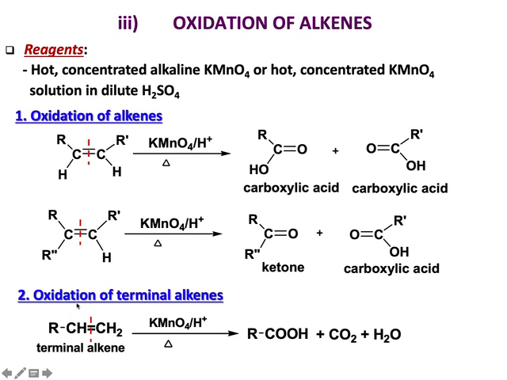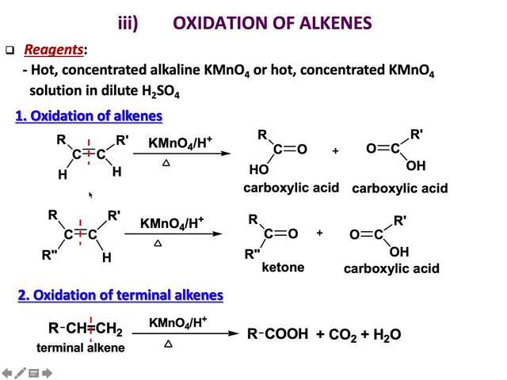Number 2 is oxidation of terminal alkenes. Terminal means that the double bond is at the end of the structure. Germinal means that the double bond is at the center of the structure. In this case for terminal alkene, the C double bond C at the end of the structure reacts with this condition and reagent to form carboxylic acid and another side product. So in this oxidation of alkene, there are 2 types: first, oxidation of alkene, and number 2, oxidation of terminal alkene.